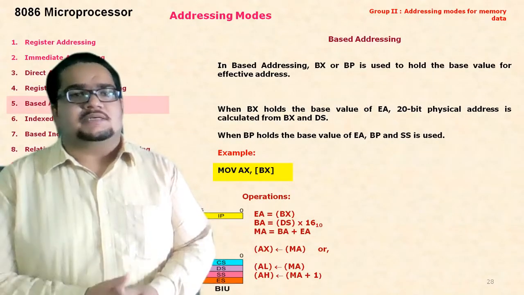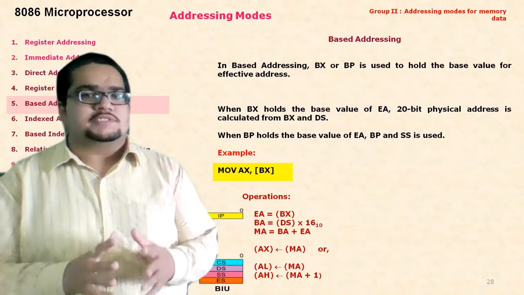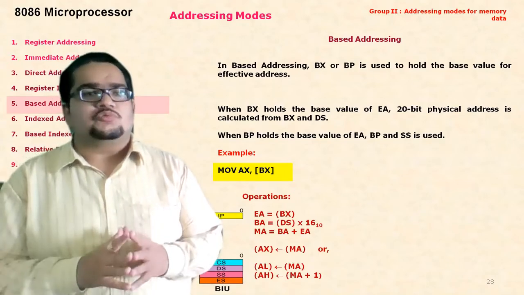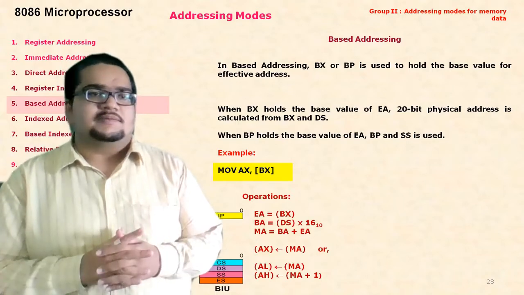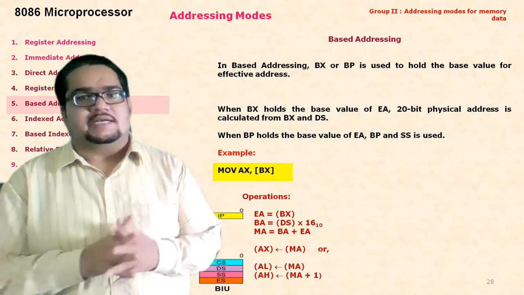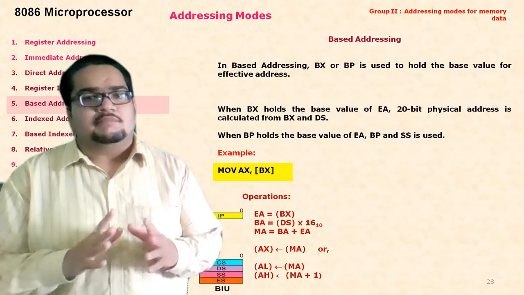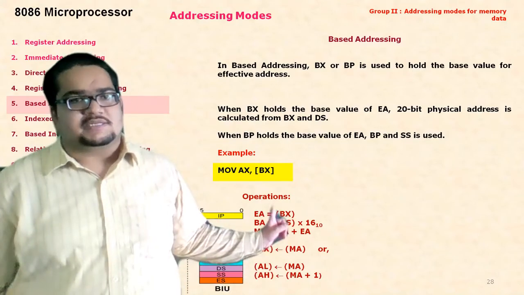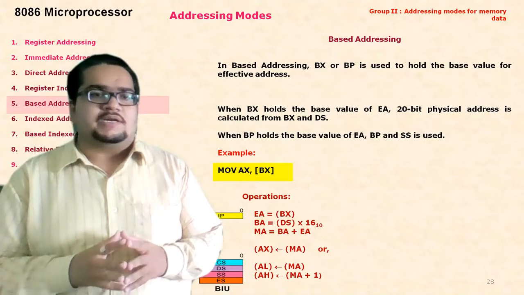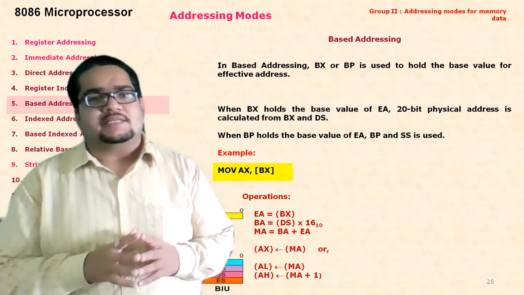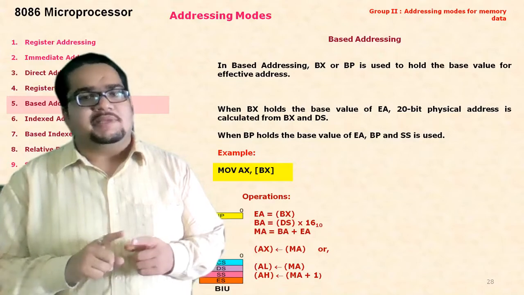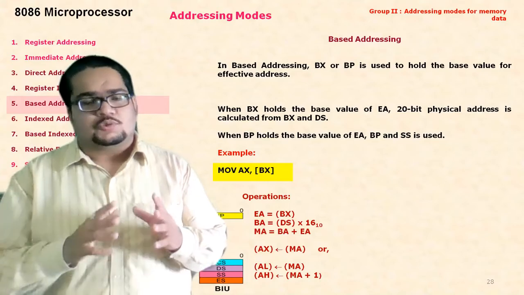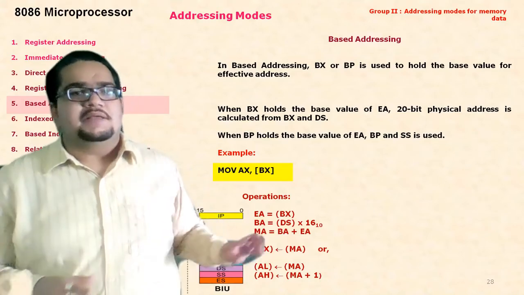Here our next addressing mode, the third in this group 2, is base addressing. Here again it is more similar to the previous addressing mode, that is register indirect. So here it is also a register indirect, but the only difference is that the register in use is your BX register. Whenever register indirect addressing uses a base register, either BX or BP, that sort of addressing we call based addressing.